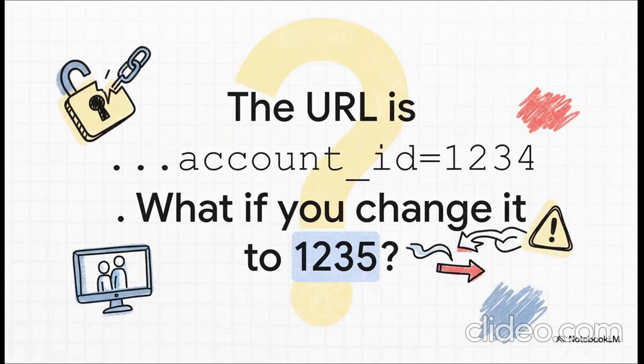Okay, let's jump right into a scenario. Imagine this. You're logged into your bank account, looking at your own details. Totally normal. But then you glance up at the web address and you see something like account ID equals 1234. Just for fun, your curiosity gets the best of you. You change that 4 to a 5 and you hit enter. What do you think happens next? In a perfect world, you just get an error message. But what if, instead, you were suddenly staring at someone else's bank account? Yeah, that's exactly where our story begins.